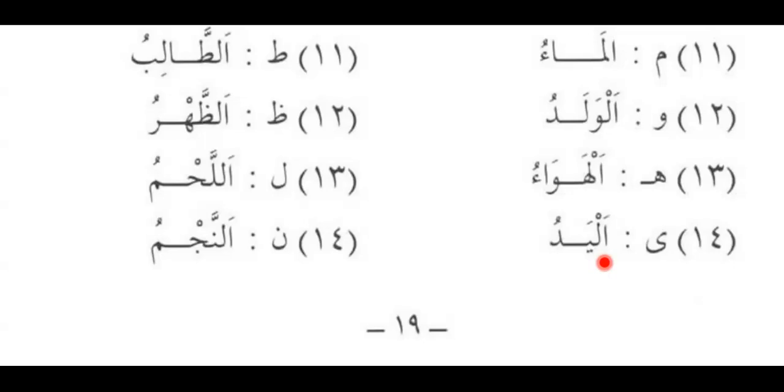Al-Yadu. This is one of the words that are commonly mispronounced. The dal is mistakenly given a shadda, so people say al-yaddu, which is wrong. There is no shadda, it is al-yadu. Al-Yadu. And now we have an-najmu. An-Najmu. Okay.